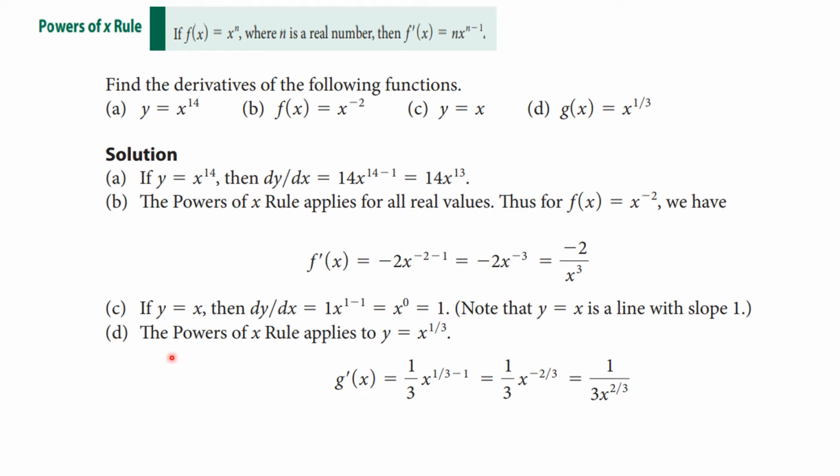The powers of x rule also applies to this one, where we can write the derivative of this function. It will be equal to 1 by 3, then x to the power 1 by 3 minus 1, and we get 1 by 3 x to the power minus 2 by 3, and at last we can write it this way. Next, see the next rule.